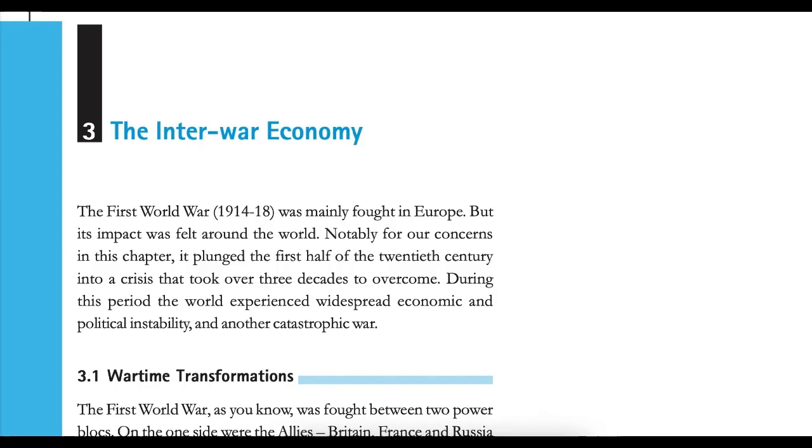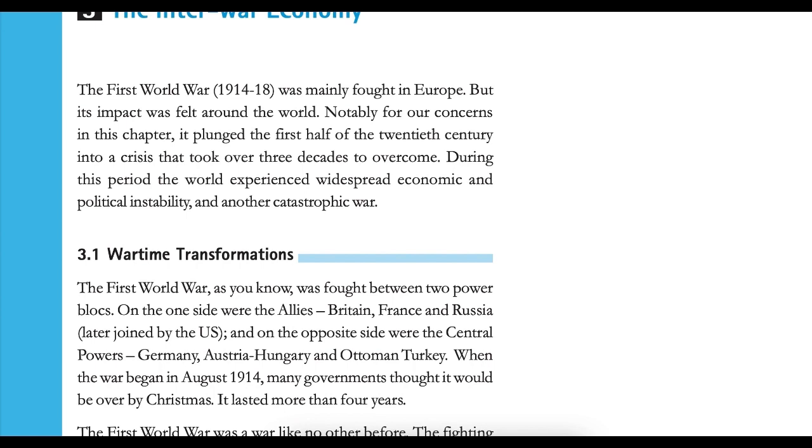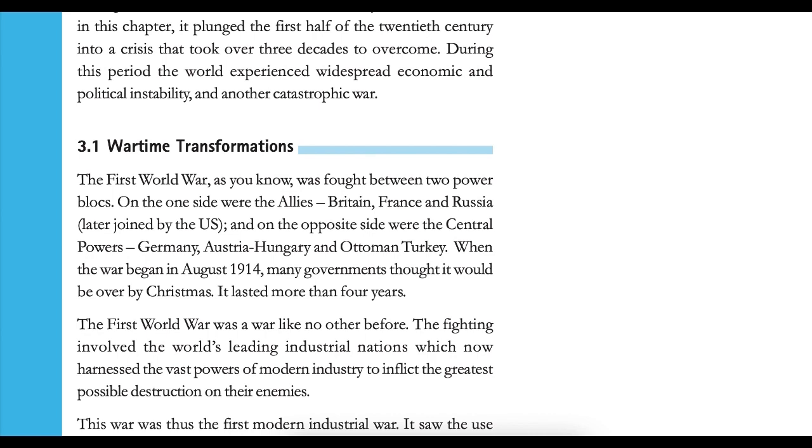The interwar economy. The First World War, 1914-18, was mainly fought in Europe, but its impact was felt around the world. Notably, for our concerns in this chapter, it plunged the first half of the 20th century into a crisis that took over three decades to overcome. During this period, the world experienced widespread economic and political instability and another catastrophic war.